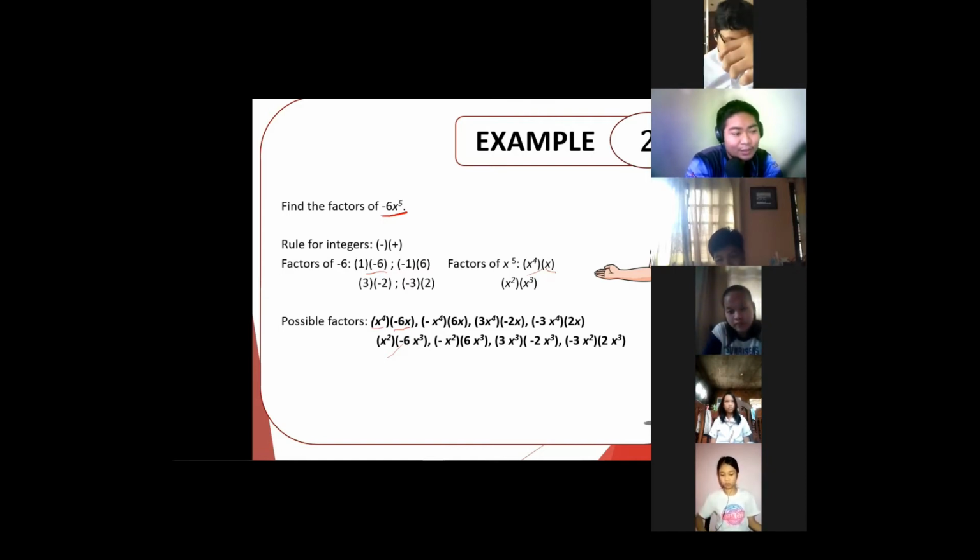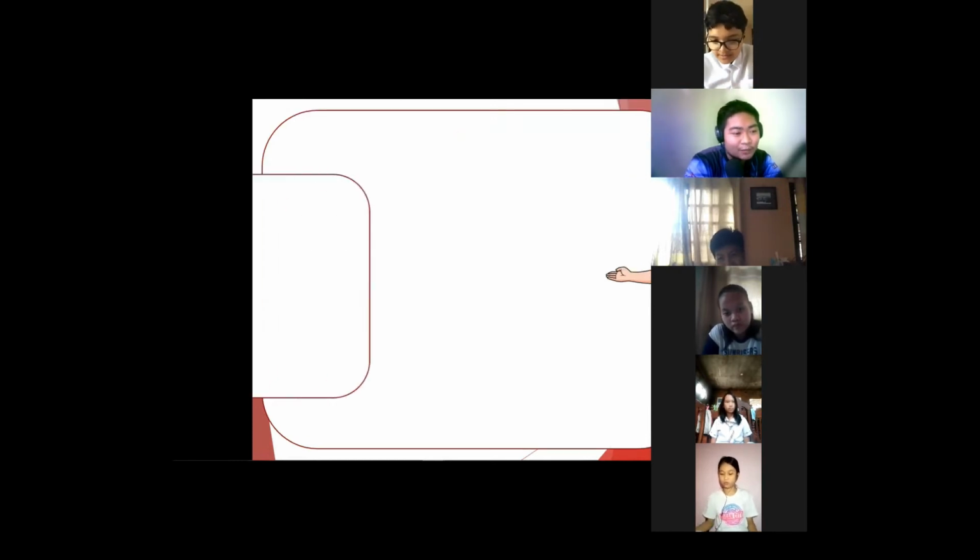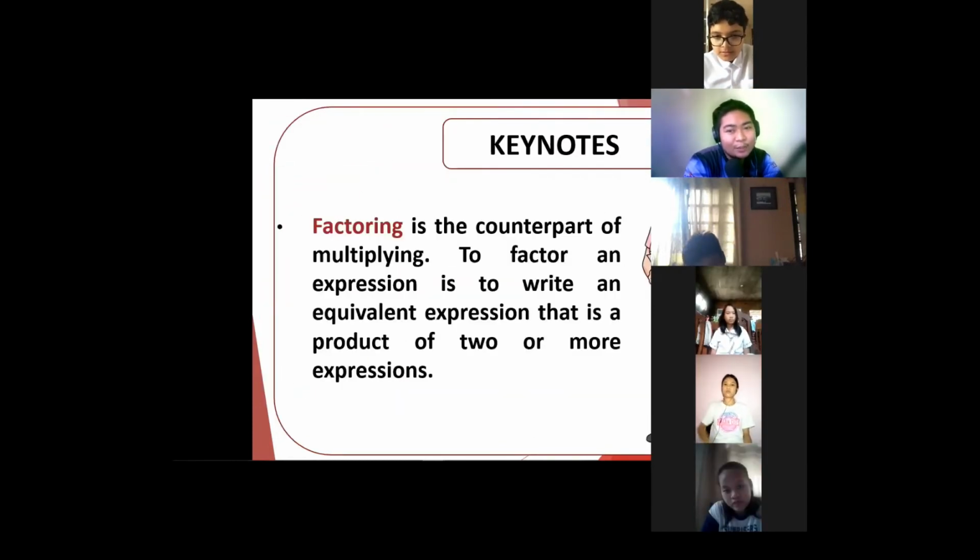So the main objective of this lesson is that you will know that factoring is the counterpart of multiplication. Multiply. Like 6, the 6 became 2 times 3. Di ba? One number became two. So that would be factoring. The factor of an expression is to write an equivalent expression that is a product of 2 or more expressions.